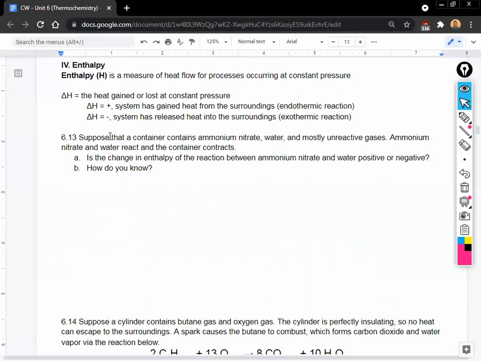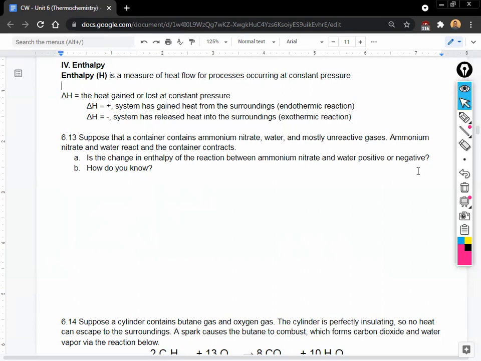Okay. All right, so I'm gonna try a couple of the problems with you guys, just so that you get a feel for what enthalpy is, and then after that, I think we're gonna start the stoichiometry real soon. Okay. All right, so let's try 6.13.